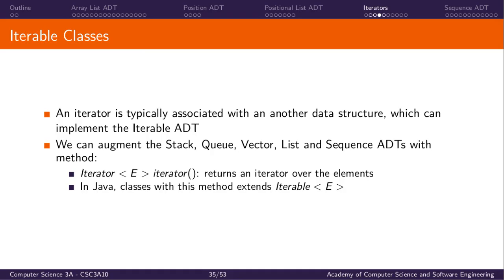So we can change the ADTs that we looked at thus far: stack, queue, indexed list, and list. And even the sequence ADT that we're about to discuss, we can change any of these to make them iterable. All that demands is that we create a new method called iterator that will return to us an iterator of whatever type, if we're using our generics framework, which we should. And then we can say that this particular class extends Iterable because it has the method iterator. All right.